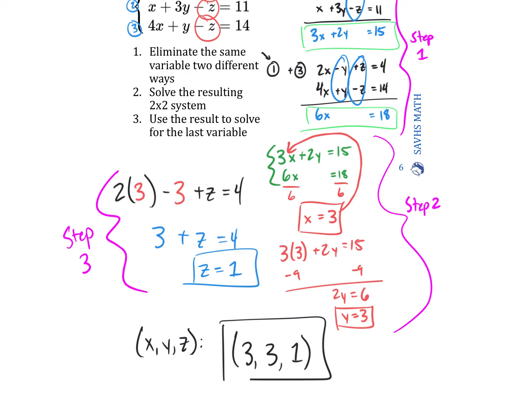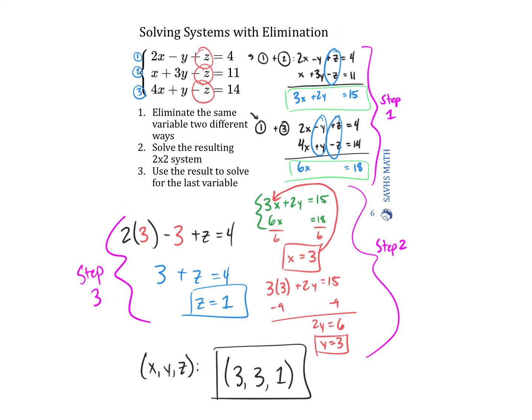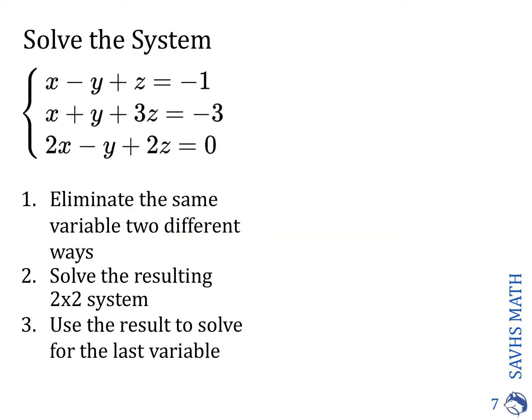And there's my answer. So I'm going to zoom out a little bit so you can see the full screen of what we did. First, I eliminated the variables. I eliminated the z two different ways using two different pairs of equations. Then I solved the system of equations that resulted once I got those answers. And then I used those to put that back into step 3 where I'm solving for z. I'm finding the last variable that way.